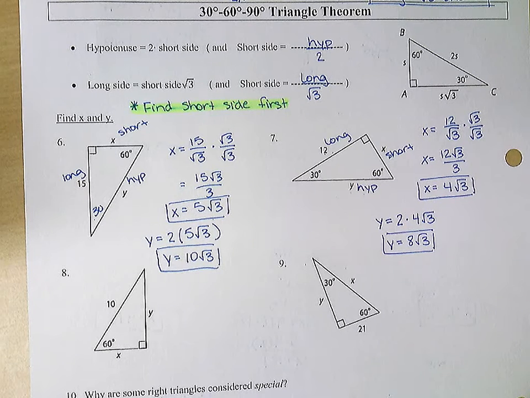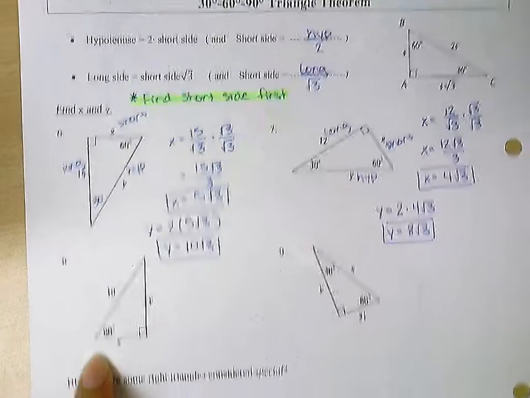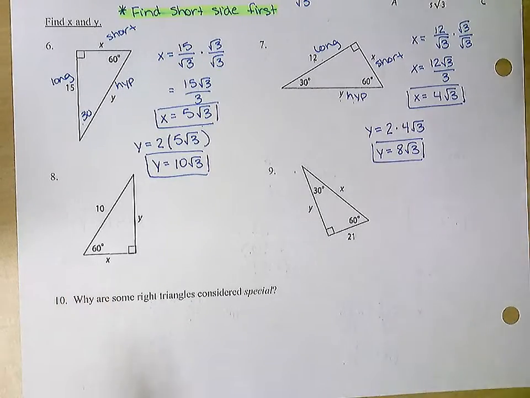How do you feel about this side? Are you feeling okay? Yeah? All right, I want you to just do number 8 for me really quick, and I'll pass out your assignment here. If you already did number 8, try number 9.